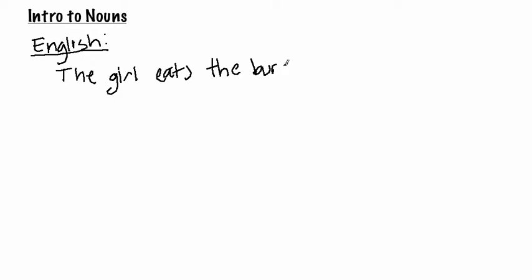So just let me write English above. An example of this is seen in the sentence, the girl eats the burger. And you can tell by the placement in the sentence, and also by the fact that the girl is the one doing the action, that the girl is the subject.